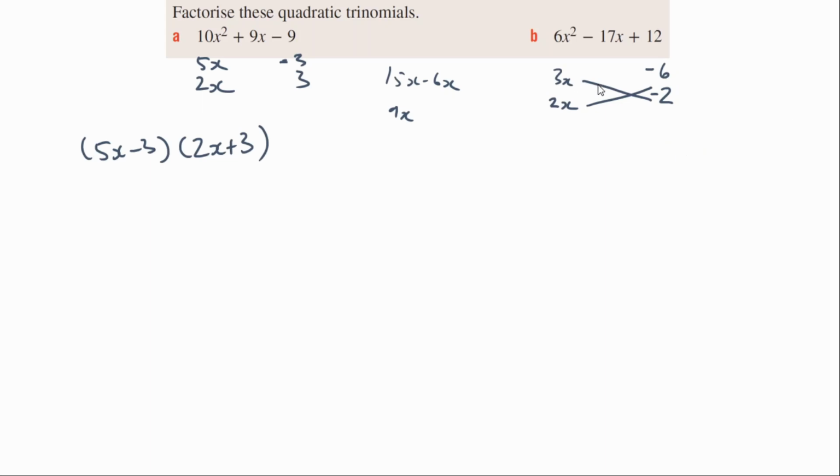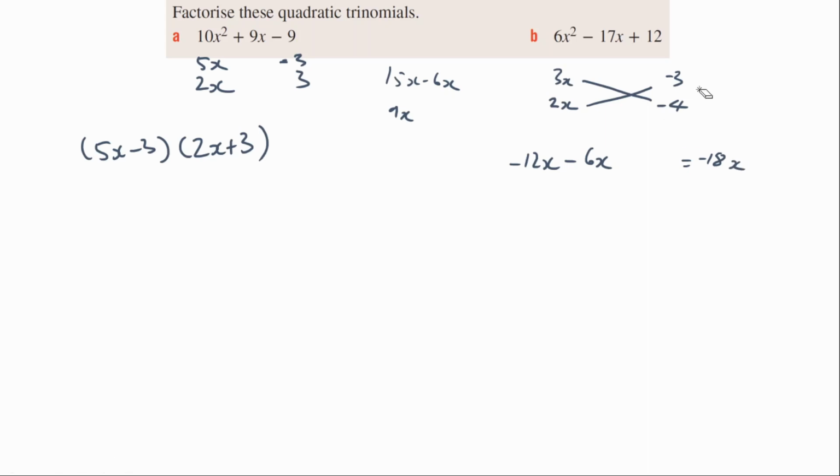I'm going to try change these factors here. Let's try 3 and 4 this time. So 3 and 4, make sure they're both negative though. Using the cross method, that gives me negative 12x minus 6x. That gives me negative 18x, so that's not quite it.